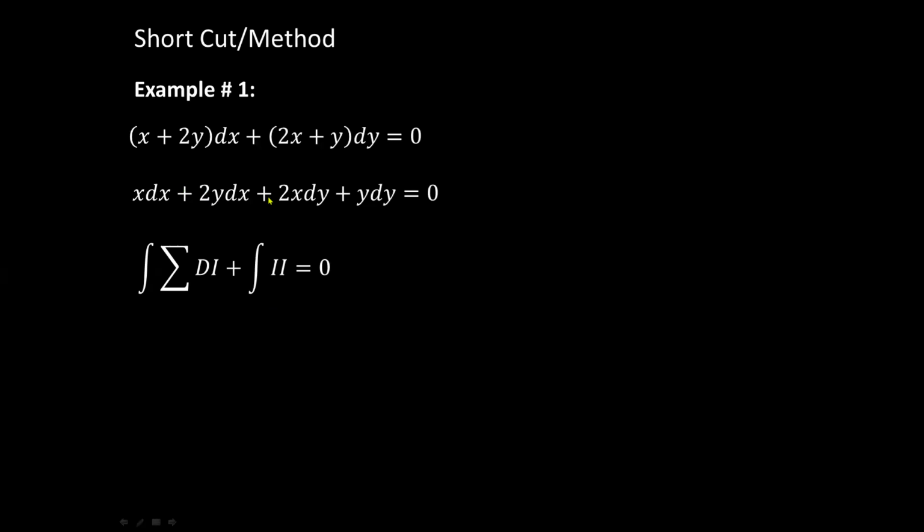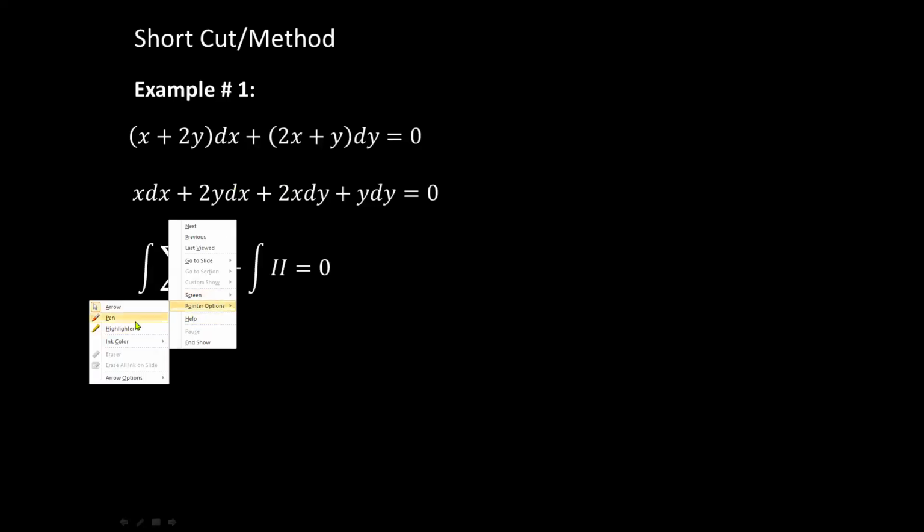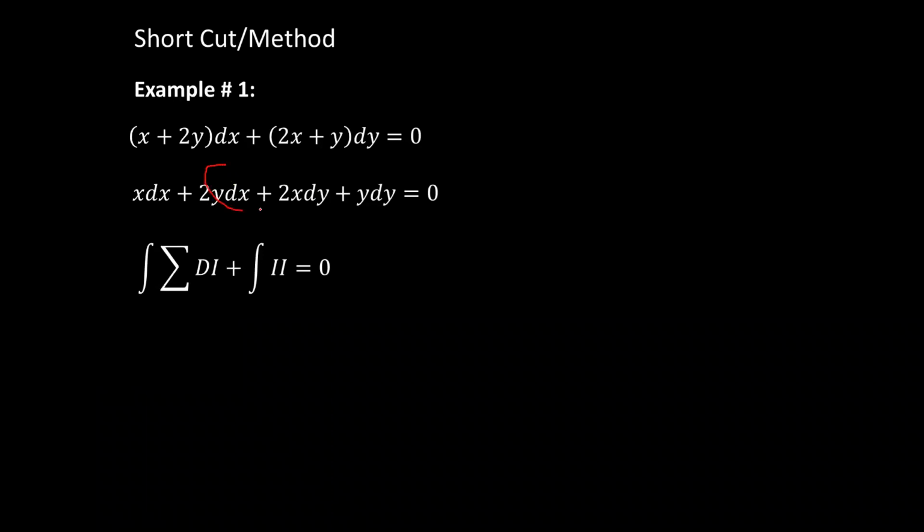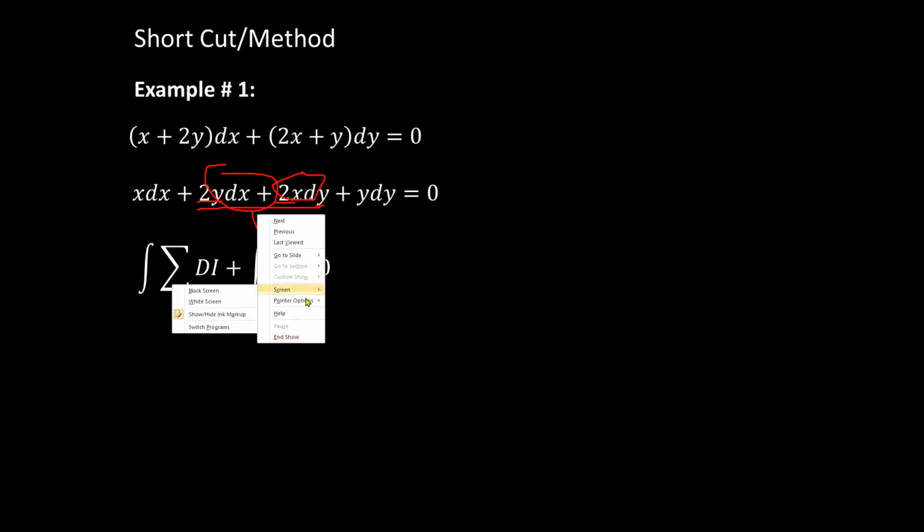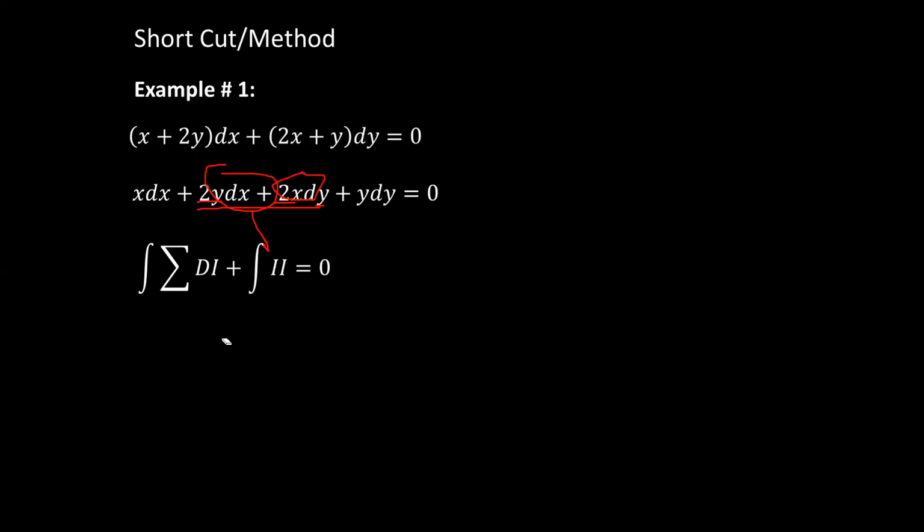In this situation, ang 2y dx at ang 2x dy, parehong indirect integrable yan. Parehong indirect yan. Bakit? Ang operator mo, x, ang given mo, 2y. Ito, 2x ka, pero ang differential operator mo, dy. Indirect integrable yan. Can you follow? Yes, sir. Among these two, pipili lang tayo lagi ng isa. Okay. Is that very clear? Pipili lang ng isa sa dalawa.